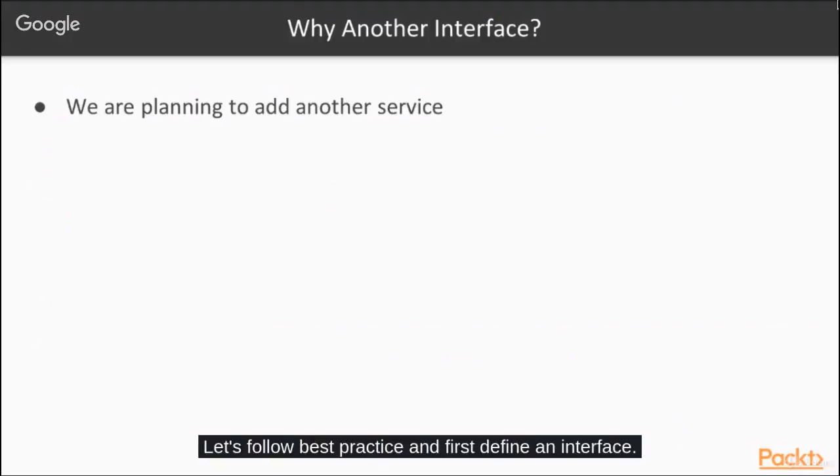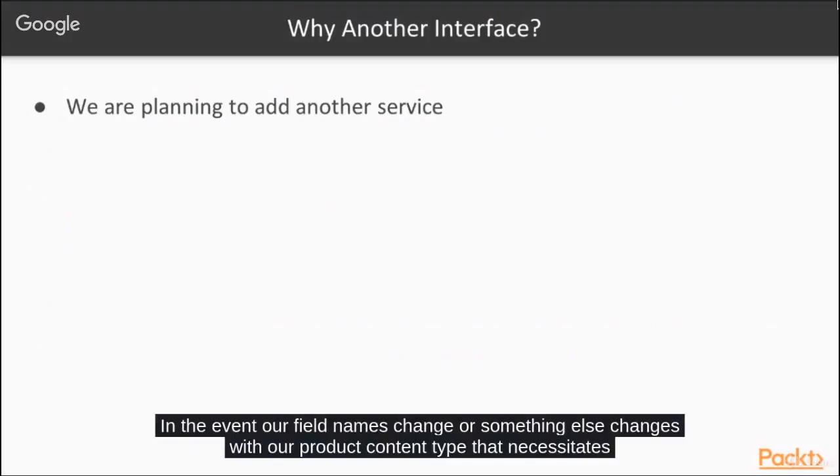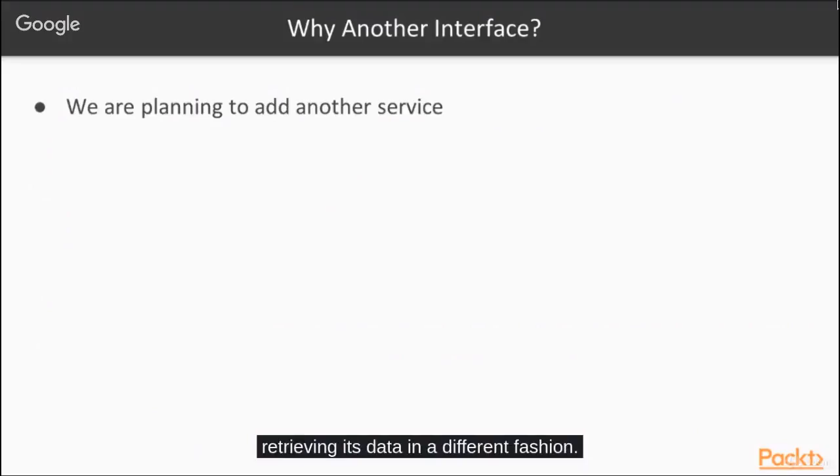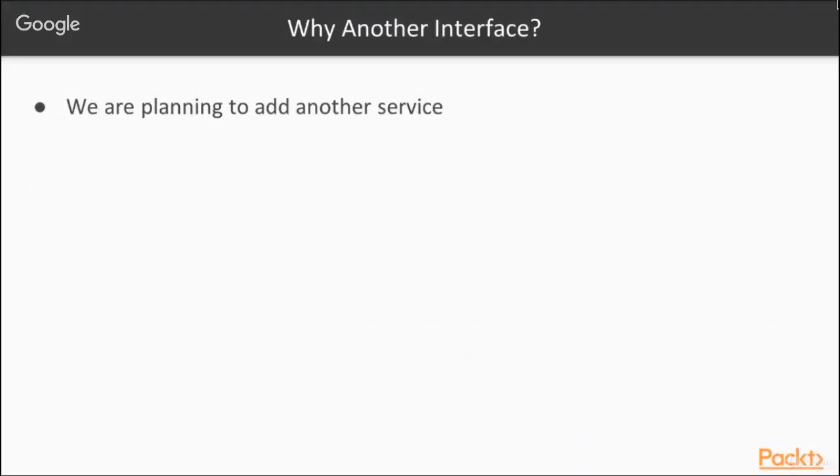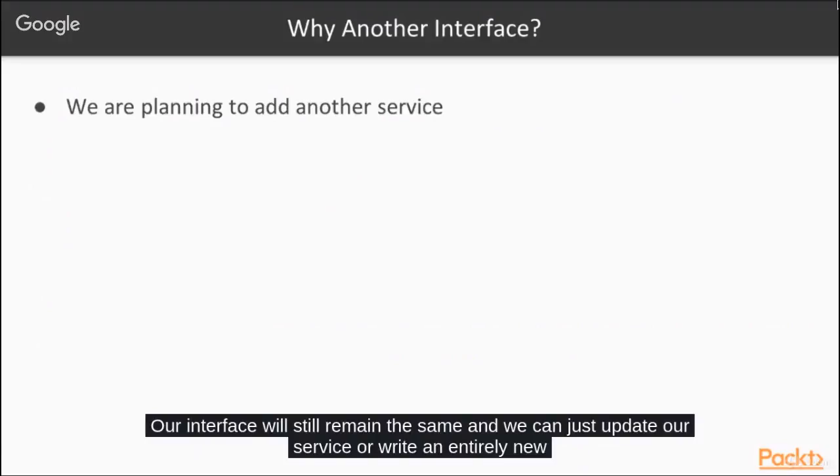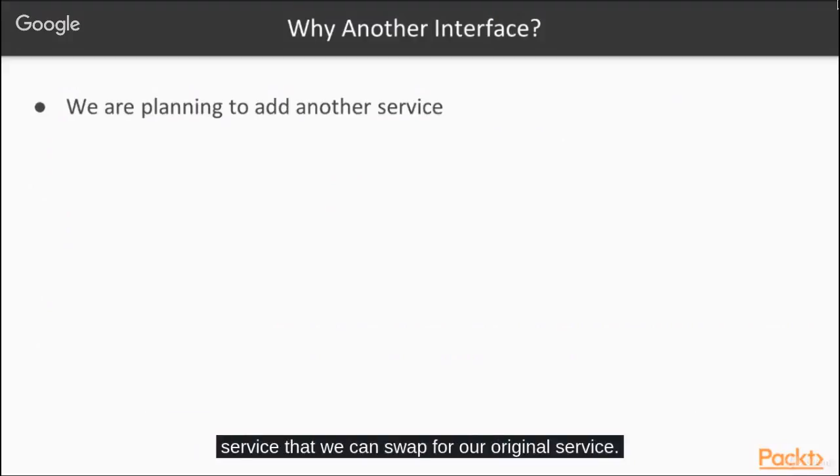Let's follow best practice and first define an interface. That way we are well prepared for the future in the event our field names change or something else changes with our product content type that necessitates retrieving its data in a different fashion. Our interface will still remain the same, and we can just update our service or write an entirely new service that we can swap for our original service.